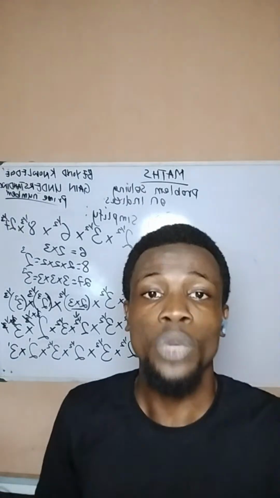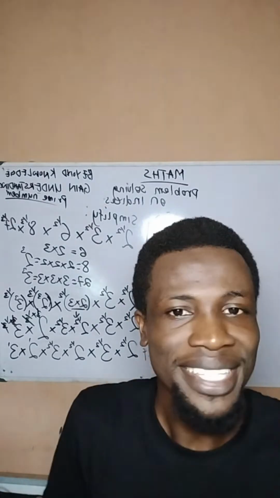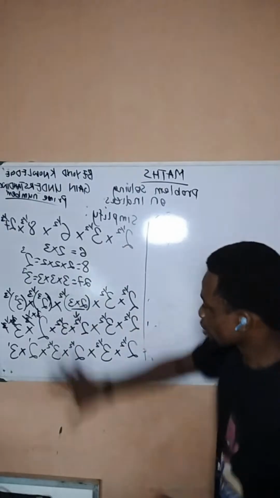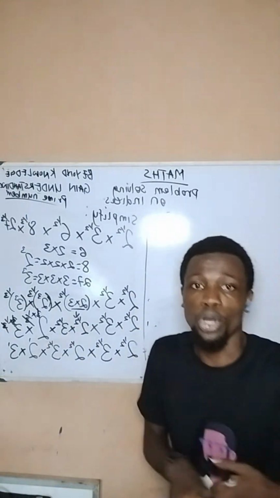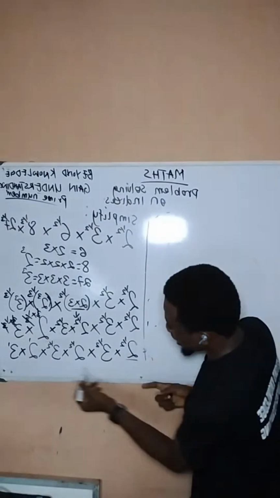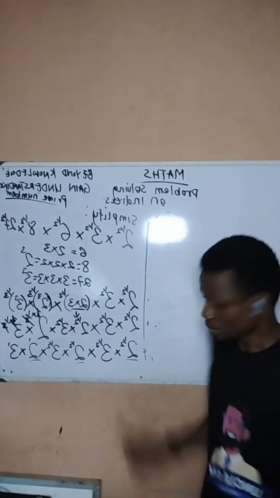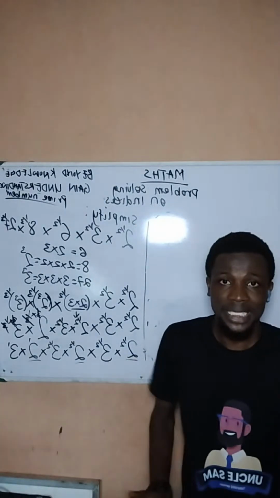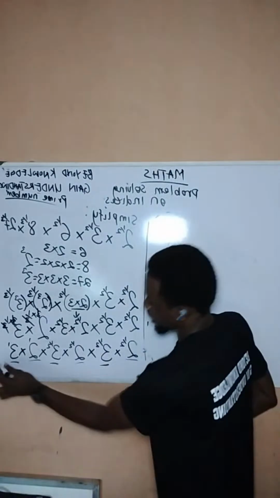Now what can I do at this point in time? Simple. Since I've simplified this up to this point now, I'm just going to apply the multiplication law of indices. Why am I doing that? Well, I am seeing similar bases here. 2, 2, 2, they are similar. And also 3, 3, 3, they are similar.